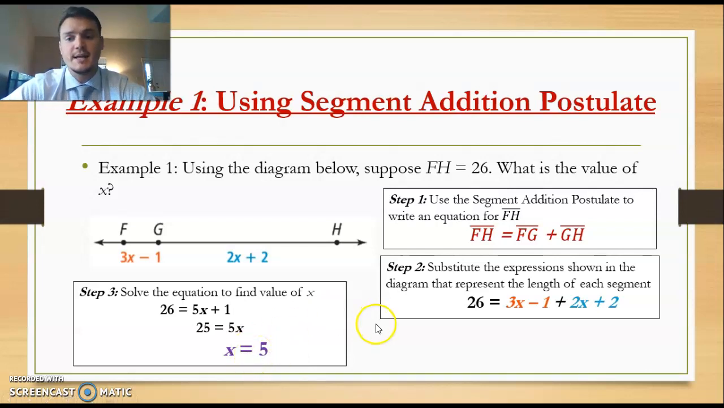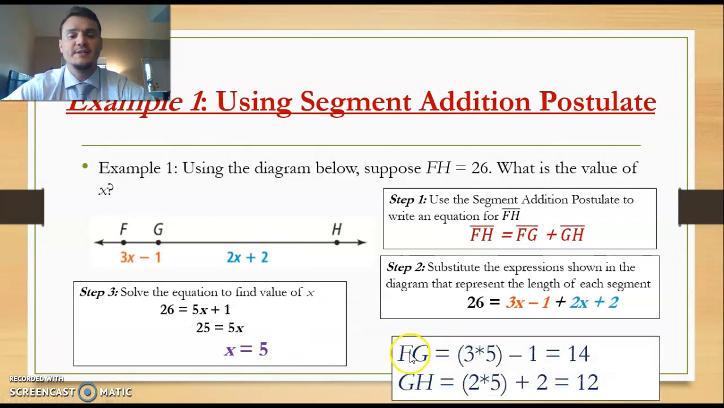But we could actually take this a step further to see what each of these segments could be. For FG, we take 5 and plug it in for x. 3 times 5 is 15, minus 1 is 14. For GH, 5 times 2 is 10, plus 2 is 12. So those would be our other measurements of the segments. You should notice that FG is 14 and GH is 12.